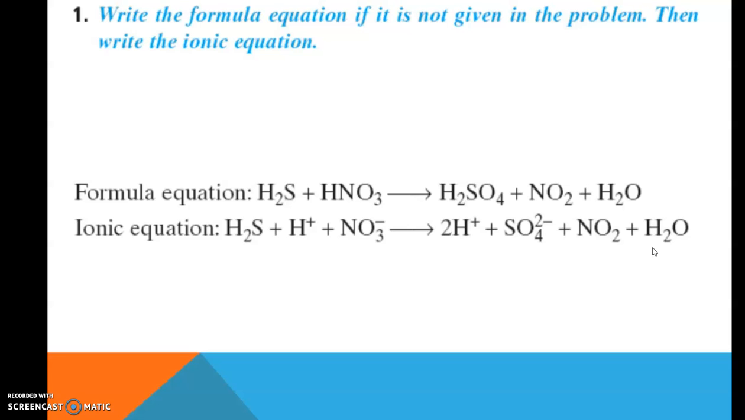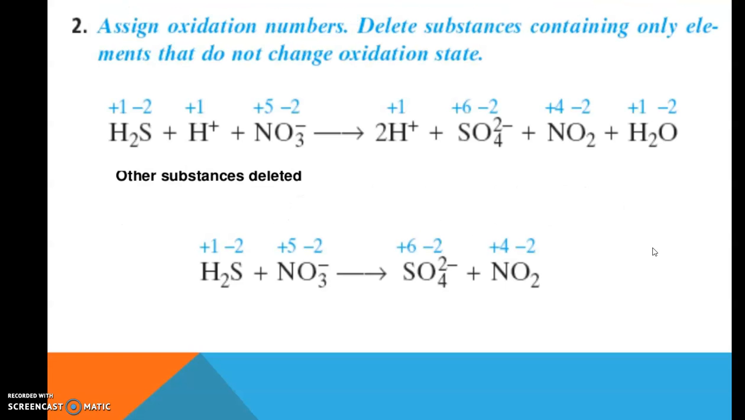Then the second step. So the first step is write the formula. Second step, assign oxidation numbers, delete substances containing only elements that do not change oxidation state. Assign the oxidation numbers.